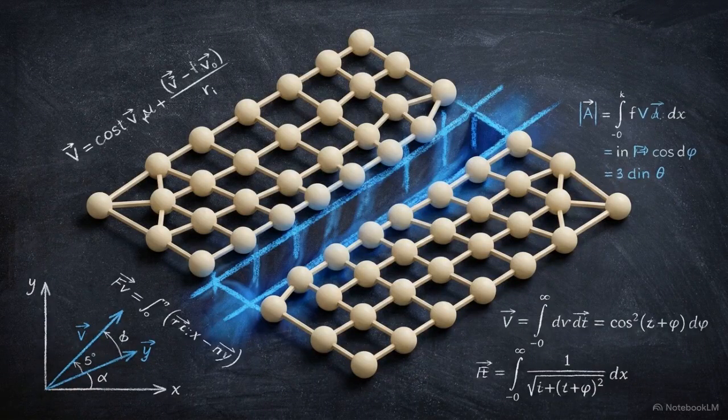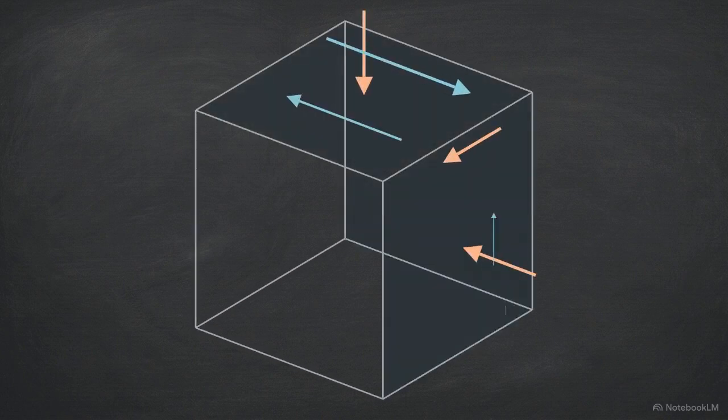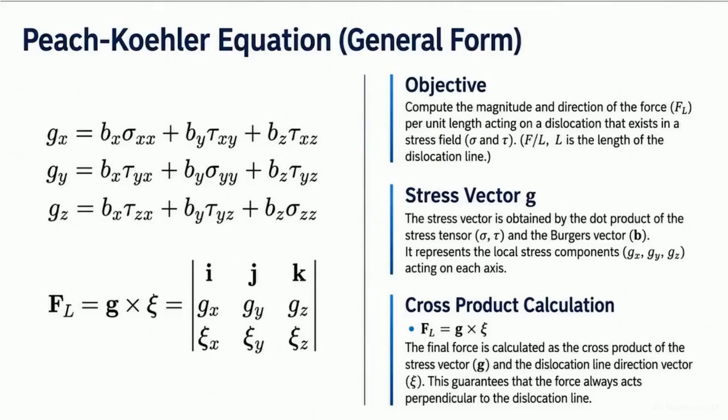Dislocation theory allows us to study these moving line defects within a crystal lattice. The challenge lies in calculation. When a complex three-dimensional stress is applied to the bulk material, we need a way to determine the exact directional force acting on a single microscopic dislocation line. This is the Koehler equation.